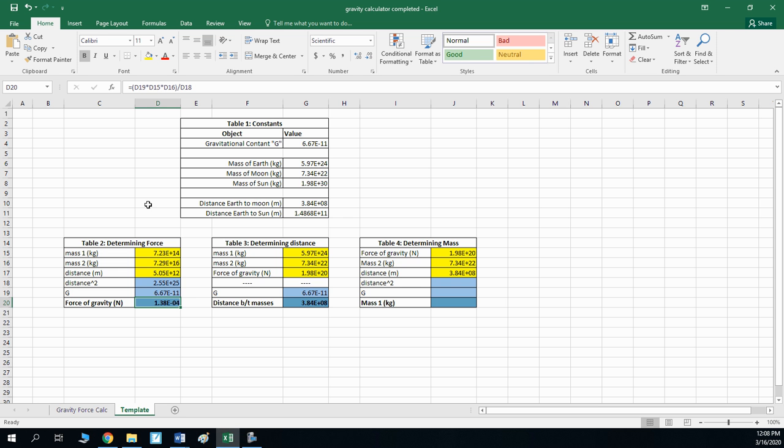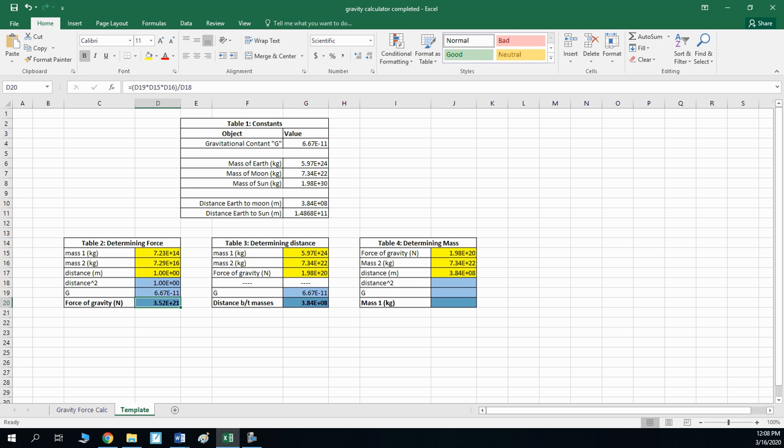So it's 0.000138 newtons. It's a very small force. Now let's bring these things really close together. Let's make them 1 meter apart, and let's watch what happens to the force of gravity. Oh my, it shoots up a huge amount. So when these two masses are next to each other, it's a huge increase.